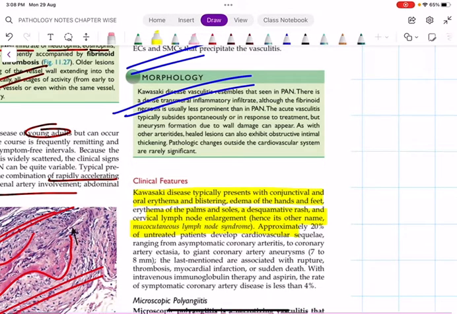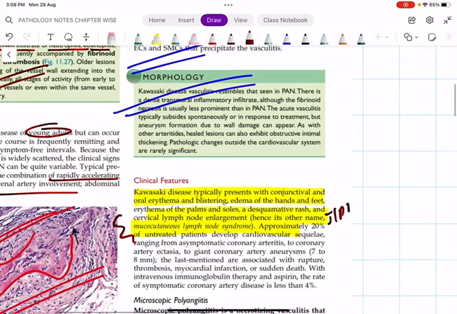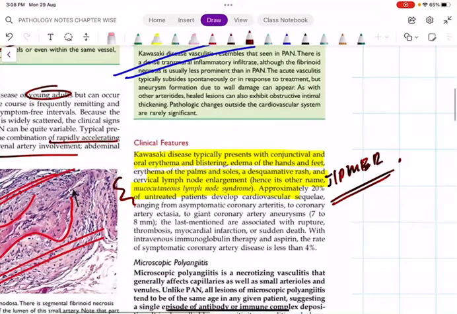Kawasaki disease. Since there is involvement of skin and lymph nodes, Kawasaki disease is also called mucocutaneous lymph node syndrome. You should know this term. It has been asked in JIPMER 2 years back. Mucocutaneous lymph node syndrome is the other name of Kawasaki disease. And remember, one of the most important treatments for Kawasaki disease is IV immunoglobulin. IV immunoglobulin is the treatment option. So I hope you are clear with this.